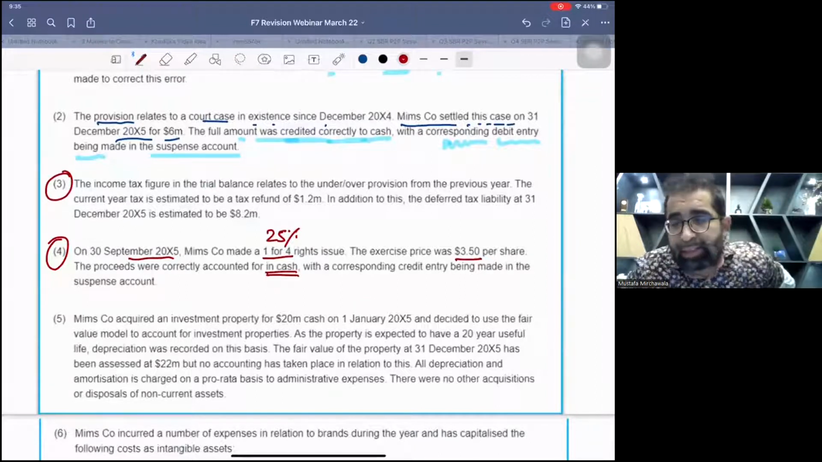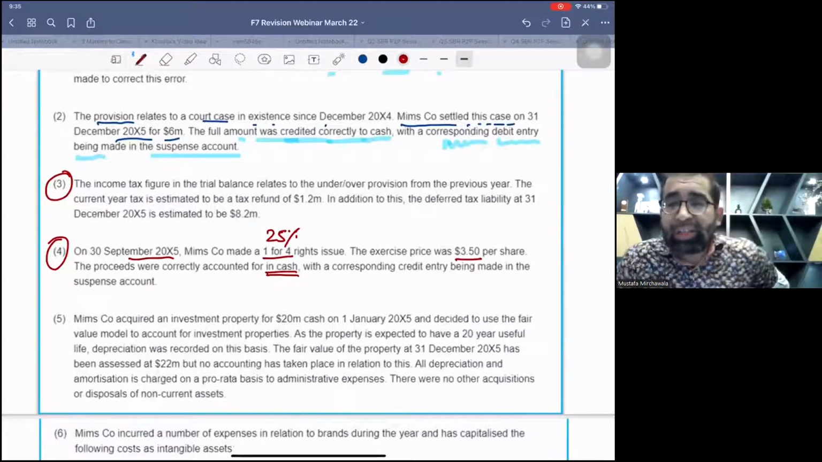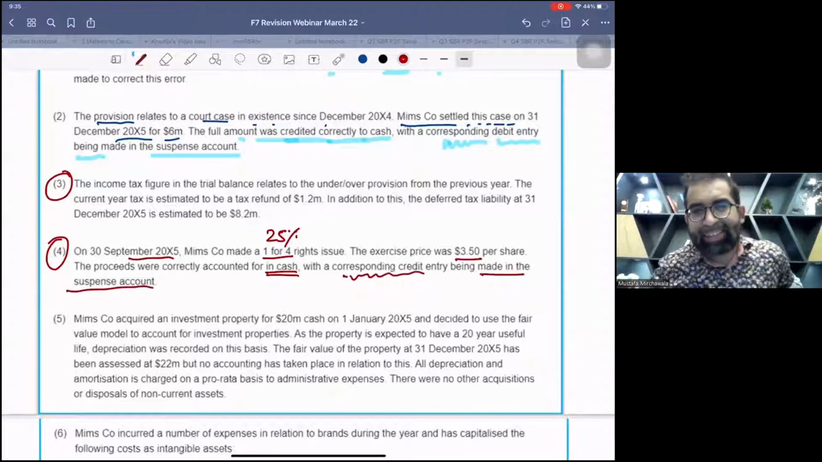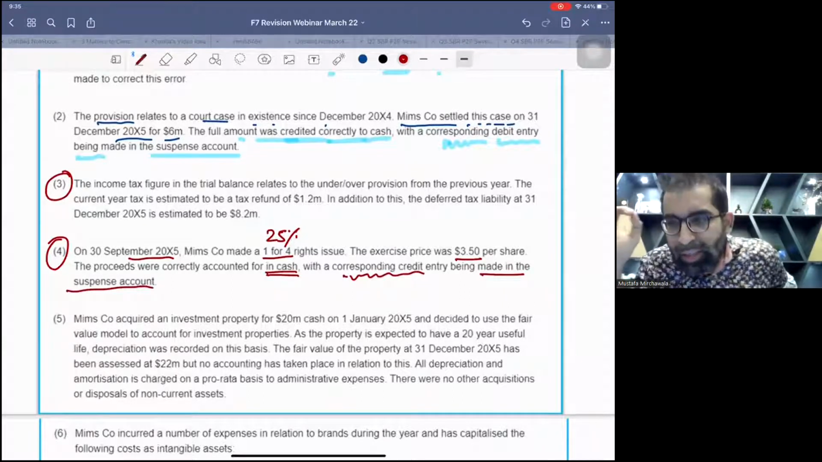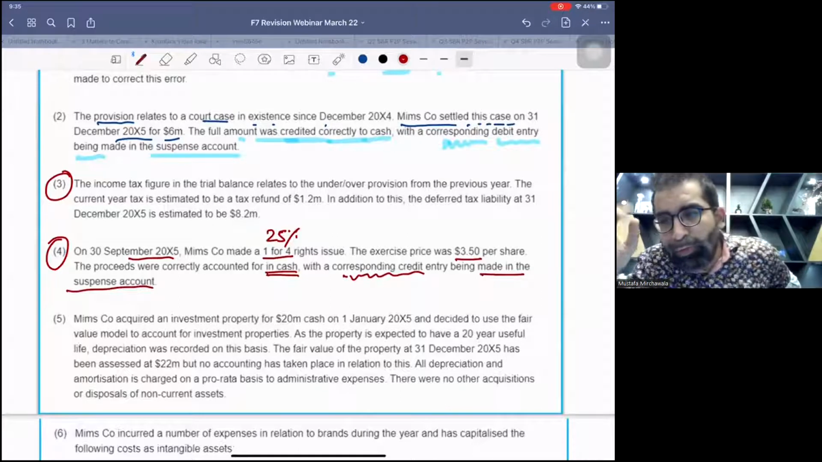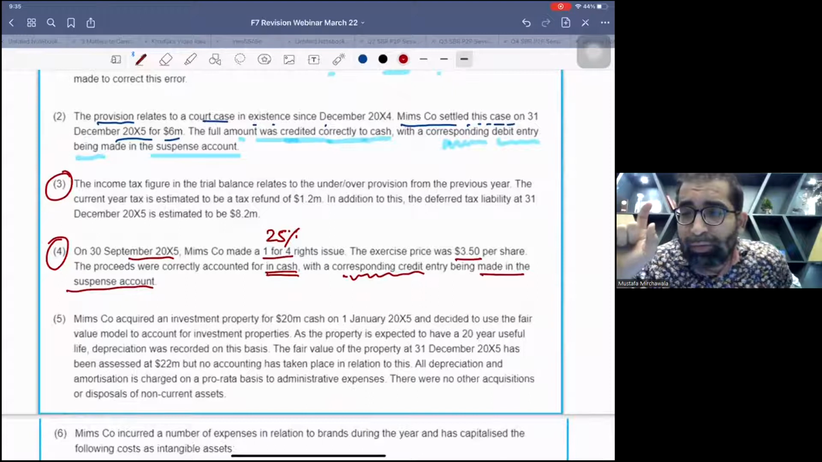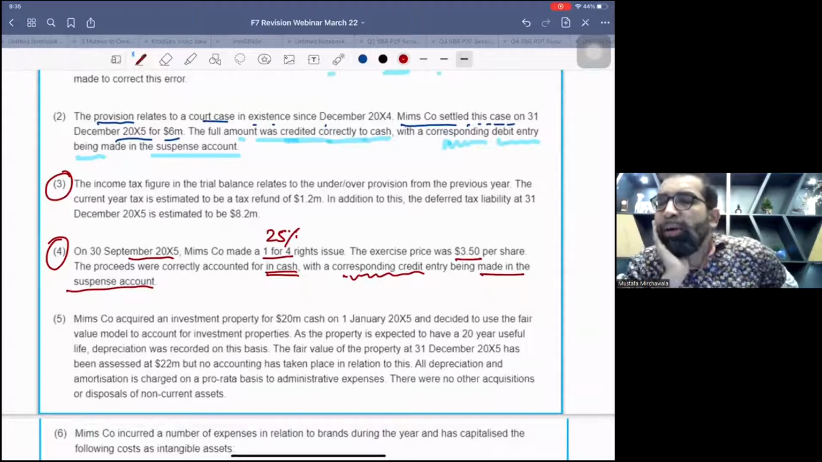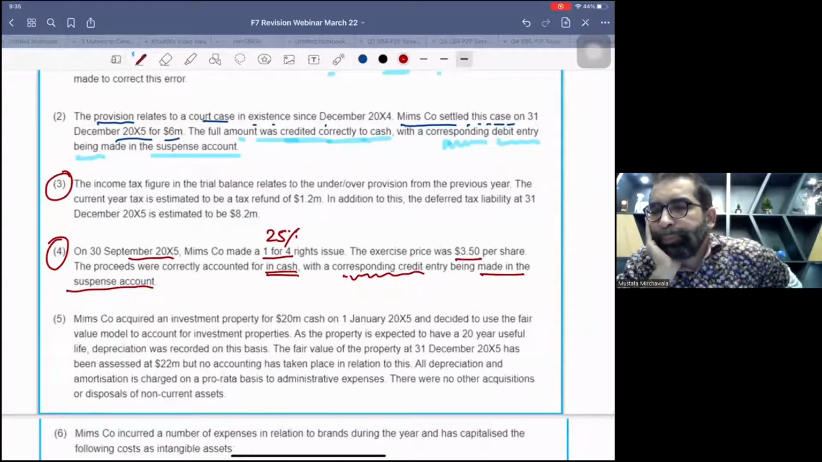So they are saying that they debited the cash correctly with a corresponding credit entry being made in the suspense account. That means these innocent people forgot to credit share capital and share premium. I'm sure you all know the entry of rights issue. They forgot to credit share capital and share premium, which I need to do now. Don't worry.